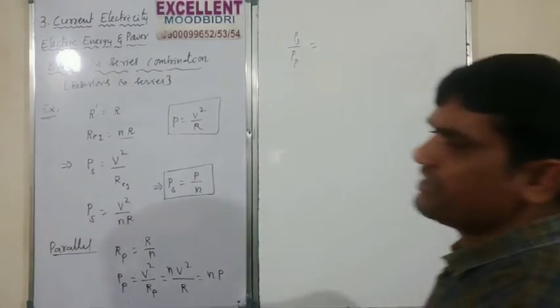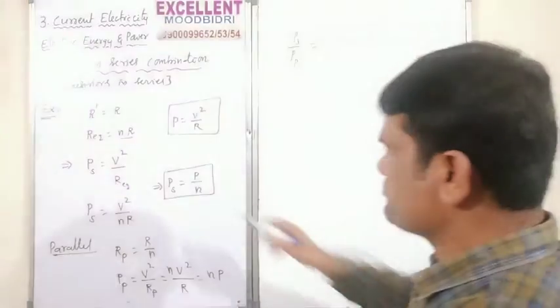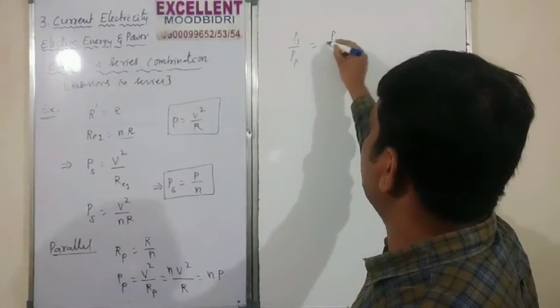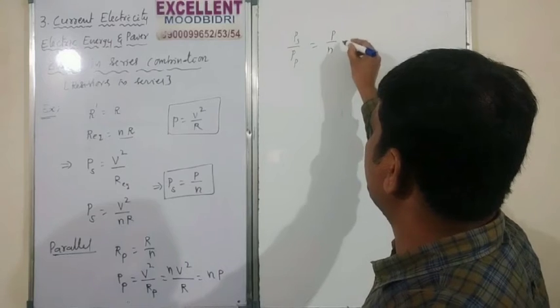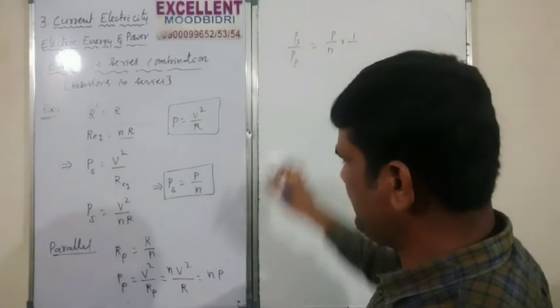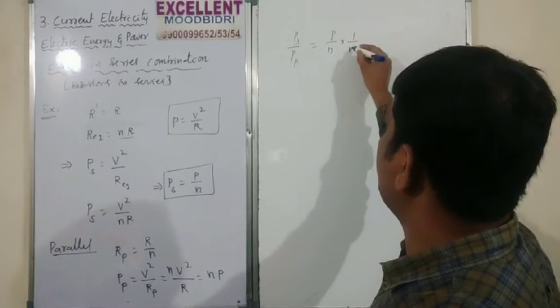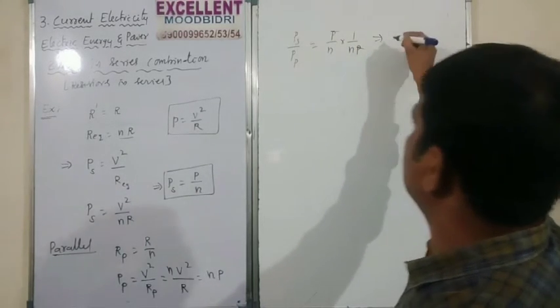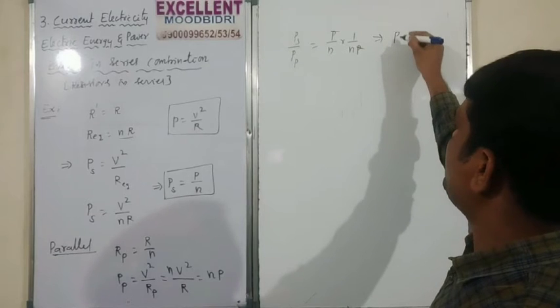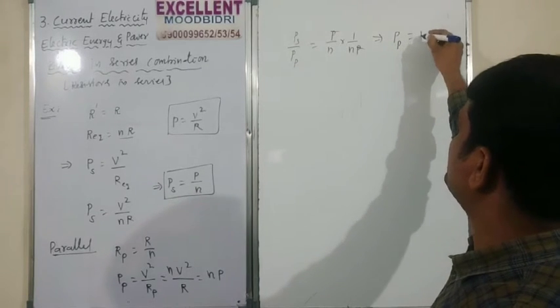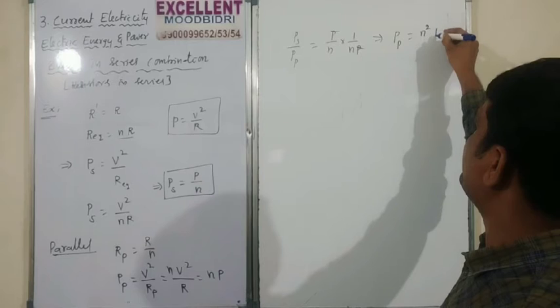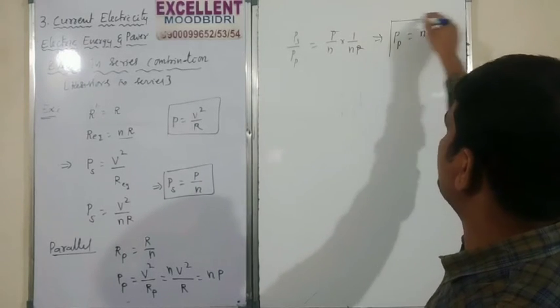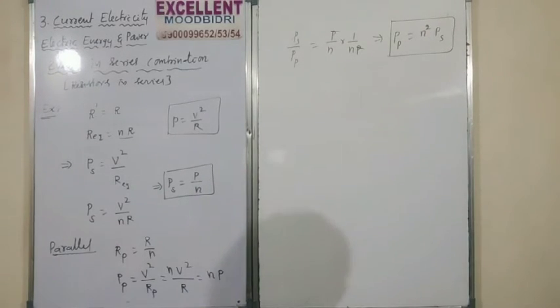Power in series combination and power in parallel combination. Power in series is how much? P by N, into 1 by PP. PP value is N into P. So the P's get cancelled. Therefore, what will come? PP is equal to N square into PS. This is a small relation: power in parallel combination is equal to N square times the power in series.